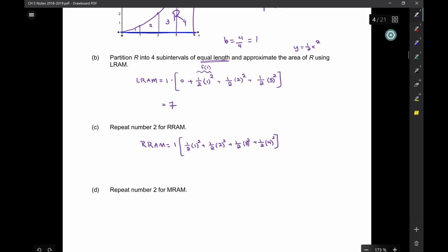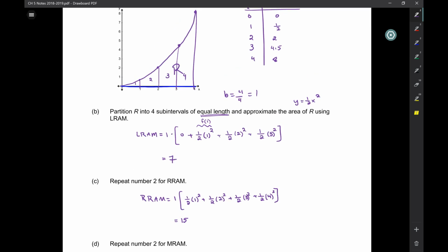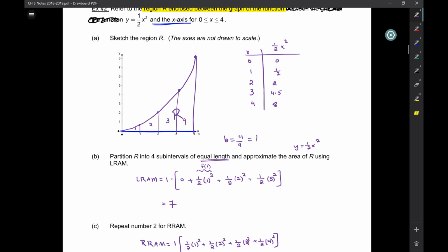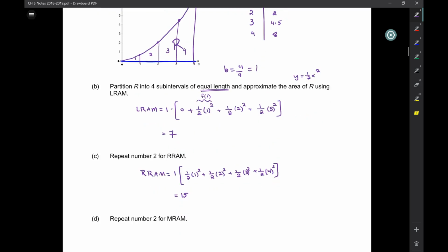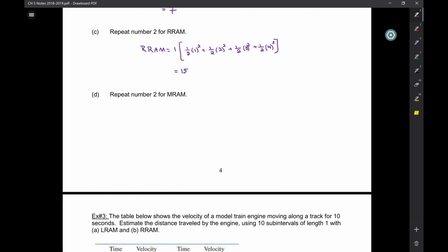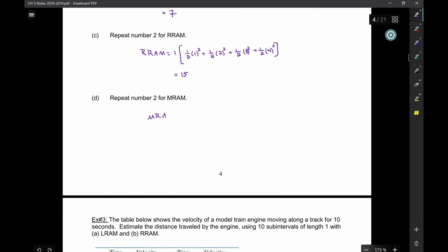And that is 15. So I just did it again to reinforce where these are coming from. You could have totally gotten them off this chart once you did it one time. Okay, MRAM, we do have to do this from scratch. Again, base did not change. It's still 1.